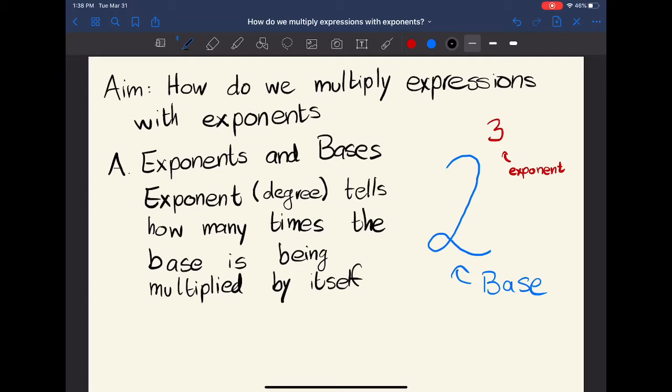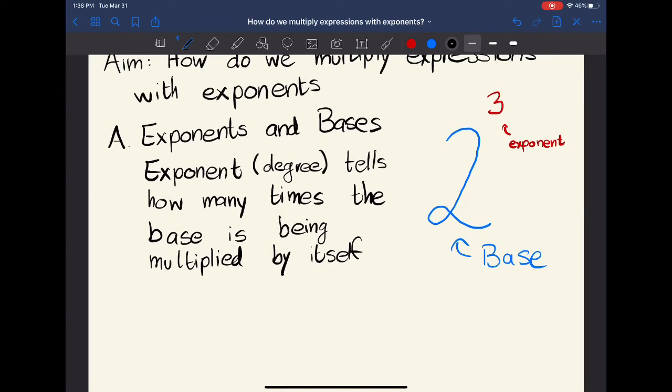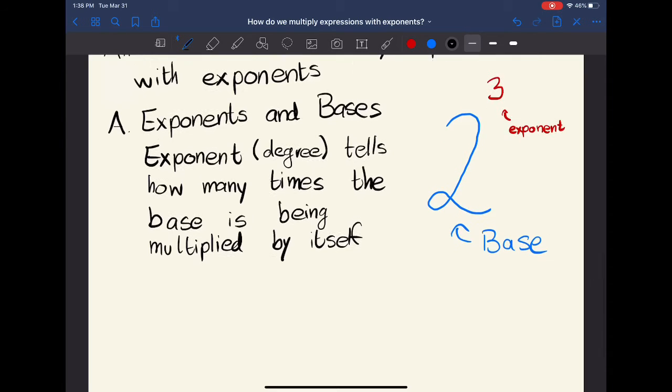All right, our aim today is how do we multiply expressions with exponents? So an exponent is going to tell me how many times my base is going to be multiplied by itself. So if I look at the right, my base is 2 and my exponent is 3. That means that 2 is going to be multiplied by itself 3 times.